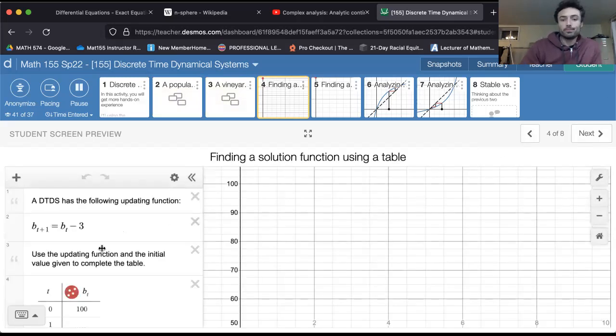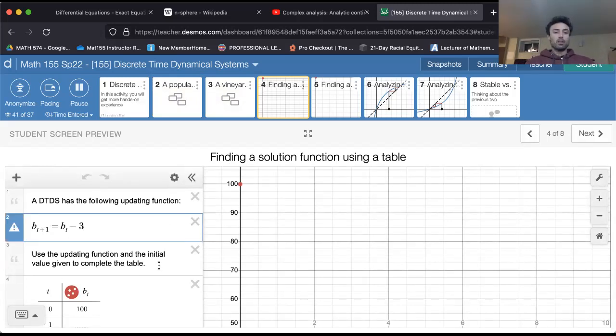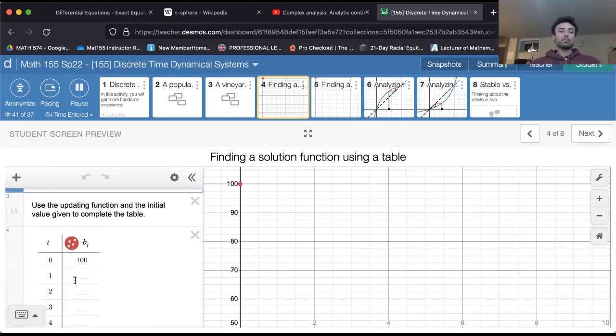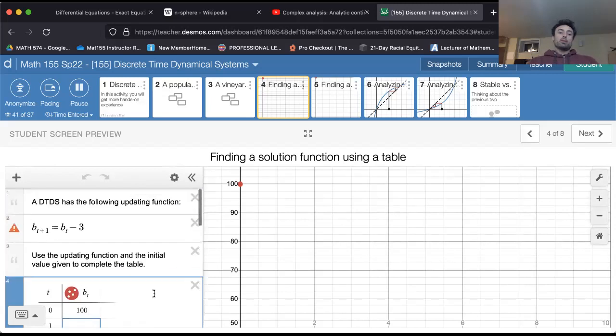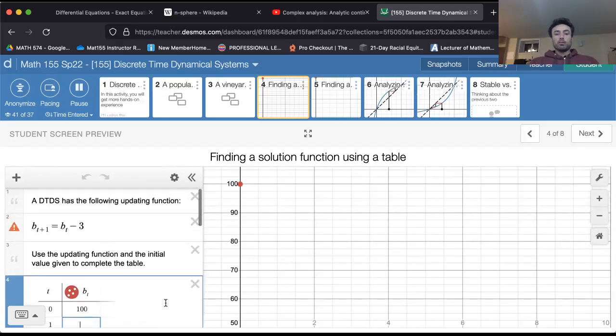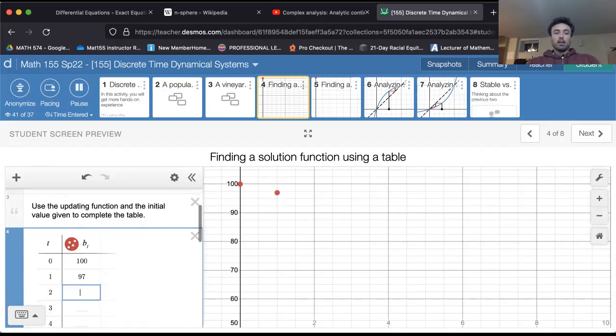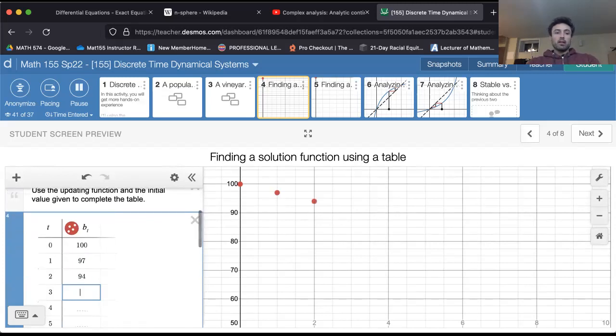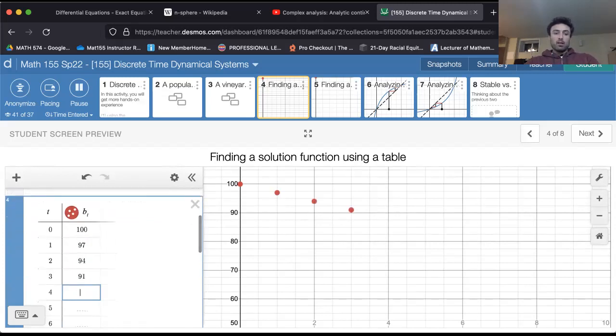All right. Finding a solution function using a table. All right. The discrete time dynamical system has the following function. Here it is. Use the updating function. All right. So I'm supposed to look up here and say, okay, well, 100 minus 3, that's 97. And 97 minus 3 is 94. And 94 minus 3 is 91. And 91 minus 3 is 87. 87 minus 3 is 84. 84 minus 3 is 81.